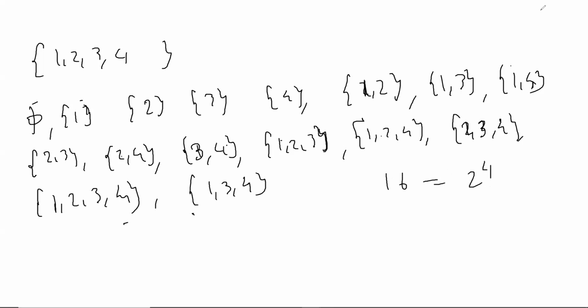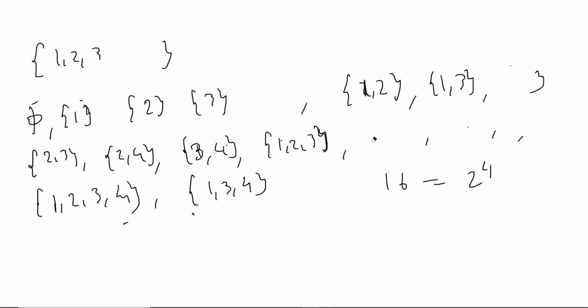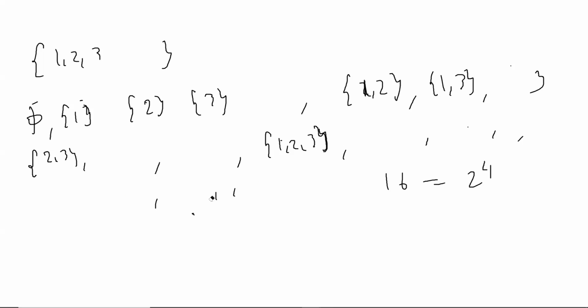Now, suppose we remove the 4, and also remove the subsets which have 4. That means we are basically just looking at subsets of 1 to 3. I'll bring them back, but for the time being, let's say we remove this, and this as well, and this as well, and then we have this.